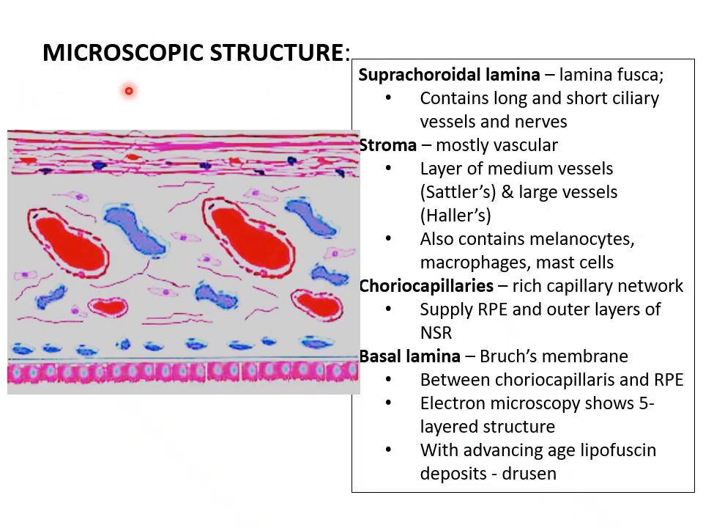So again, coming to the microscopic structure. We've seen the gross and the microscopic structures of all the parts of the uveal tract now. So discussing the last one, that is the choroid. From outside to inside, the suprachoroidal lamina, also known as the lamina fusca, and it is in continuation with the supraciliary lamina that we just saw. It contains the long and short ciliary vessels. So the blood vessels are traveling in this particular layer, suprachoroidal or the supraciliary lamina.